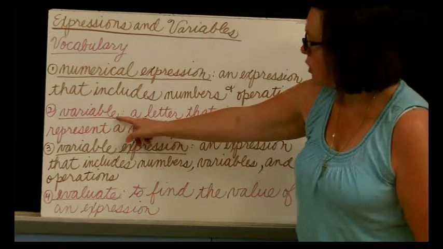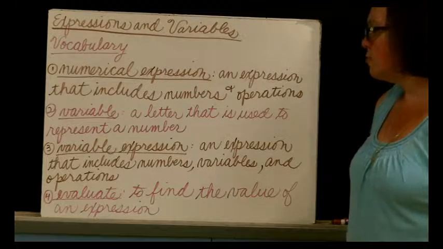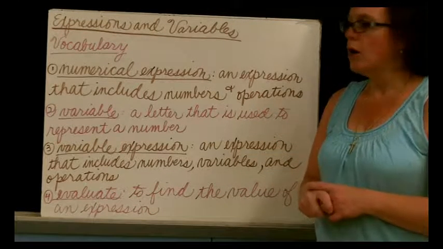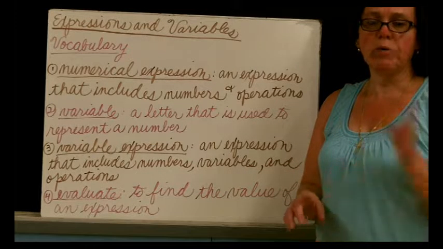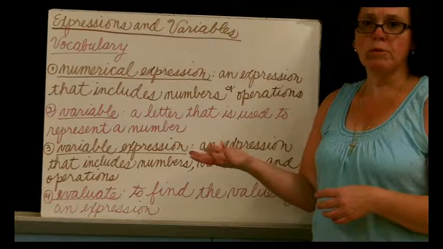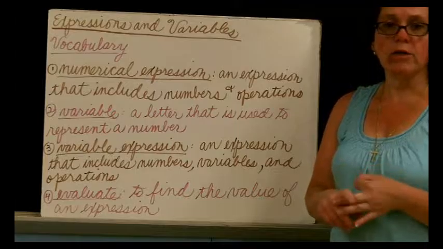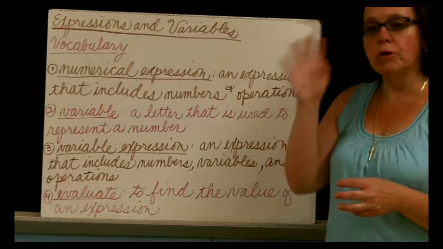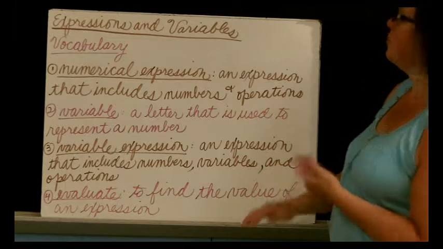Our second vocabulary word is variable. A variable is a letter that is used to represent a number. In class and in your work, you can use really any of the 26 letters of the alphabet with the exception of the letter O, because it can be mistaken for a 0. We also don't use lowercase i and lowercase l, or really even the capitals, because those could be confused with a 1. So that leaves you 23 letters to choose from.